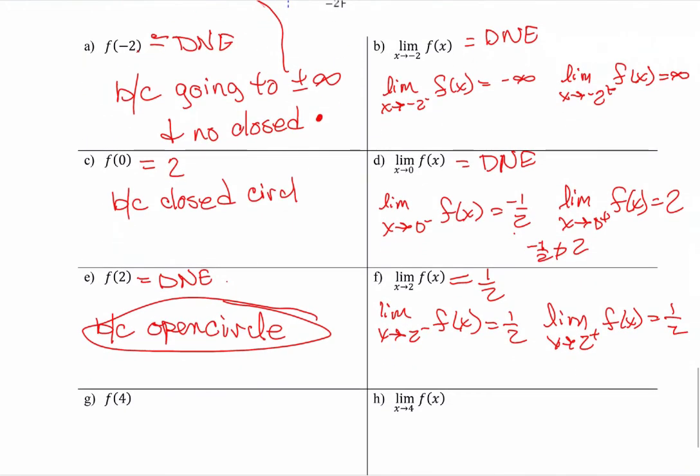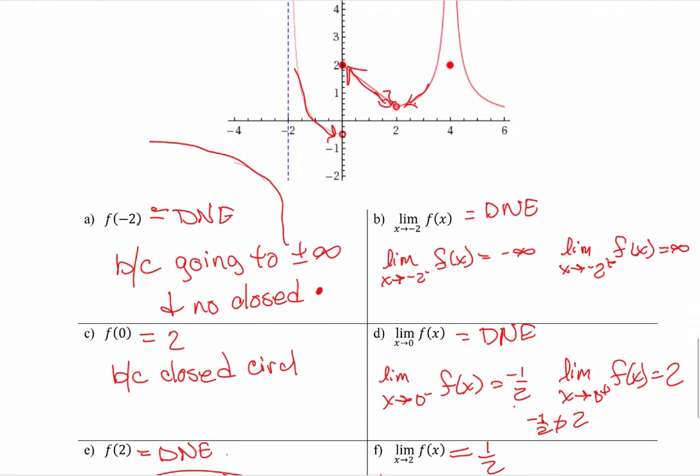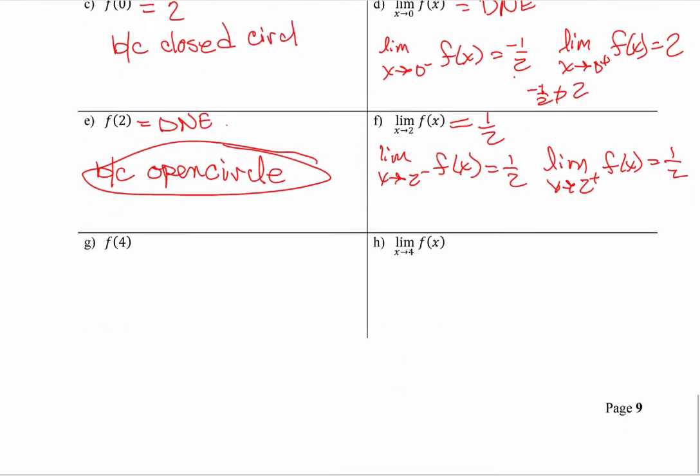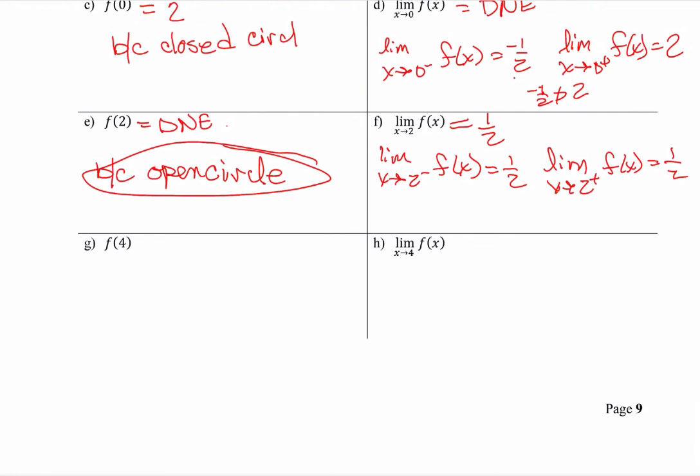Okay, now let's look at number 4. Now I'm going to go up here and get the information from the graph. So at 4, I have a closed circle at 2. So my function value at 4 equals 2 because of the closed circle.